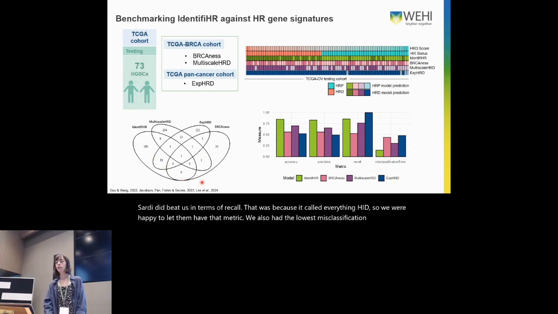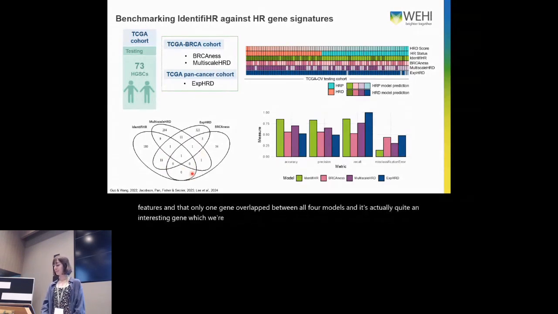When we looked at the overlap between the features for these four signatures, if you will, or models, we did observe that multiscale HRD and expression HRD did have some overlap with our features, and that only one gene overlapped between all four models. And it's actually quite an interesting gene, which I won't be speaking about today, so you're going to have to come and talk to me at my poster.